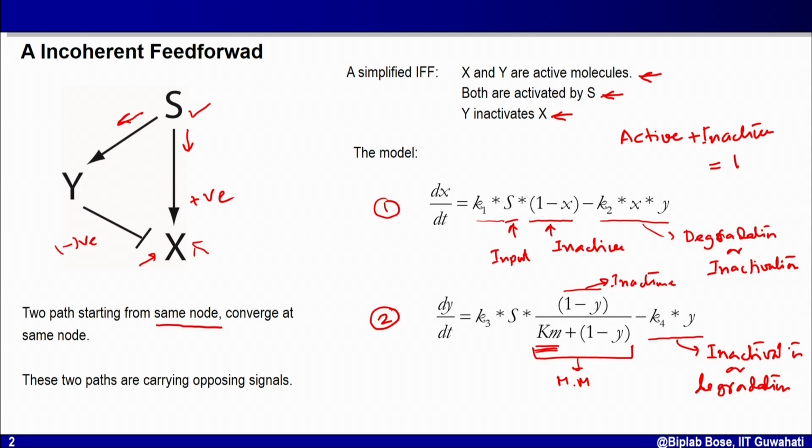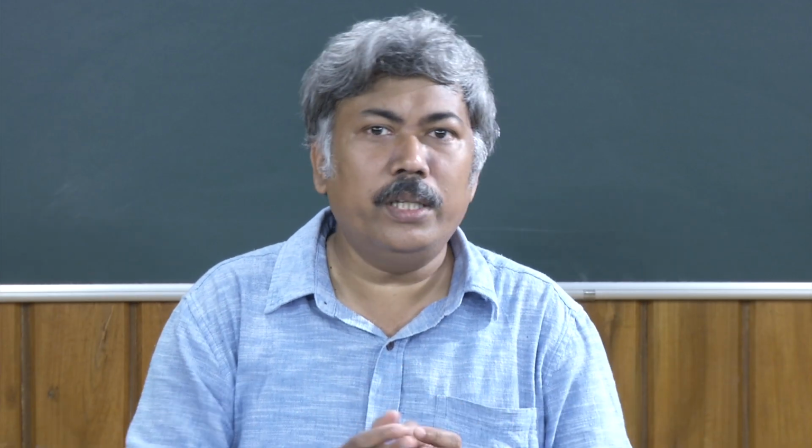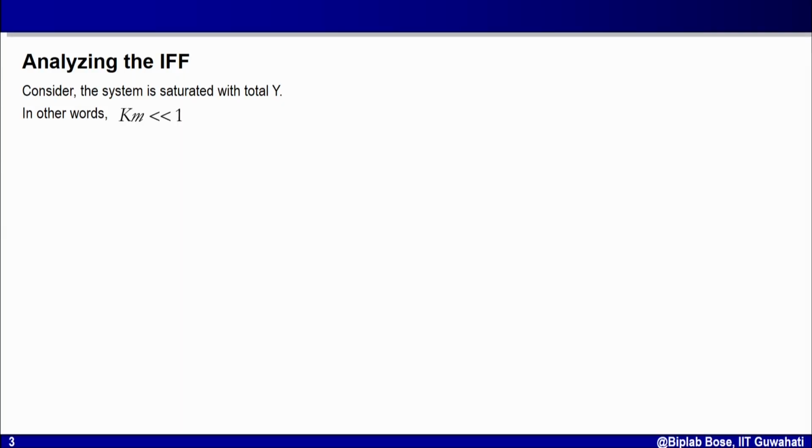So these two are my ODEs, and I want to study the behavior of this motif based on these ODE-based models. So let us look into the issues. As we have discussed earlier, I will initially study this system based on nullclines. So let us look into the nullclines. I will first look into the y nullclines.